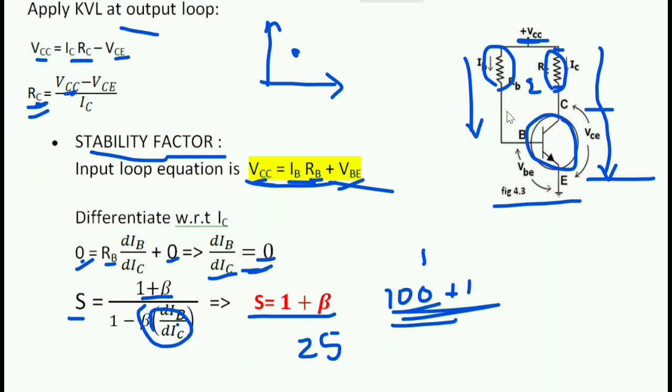Coming to the disadvantages, the main drawback of this method is the high stability factor. We require this to be very low, but we are getting it very high. This is the main drawback of this method. Finally, we have completed fixed biasing, and let us move to collector biasing in the next video.